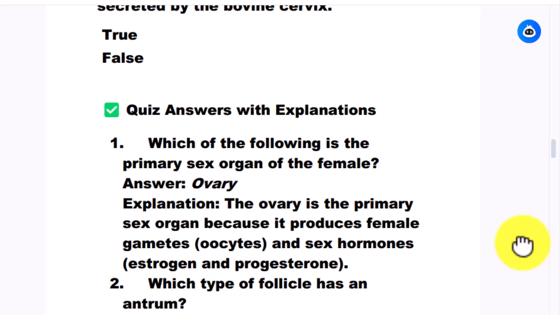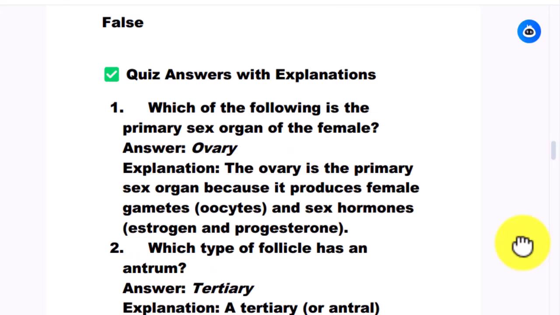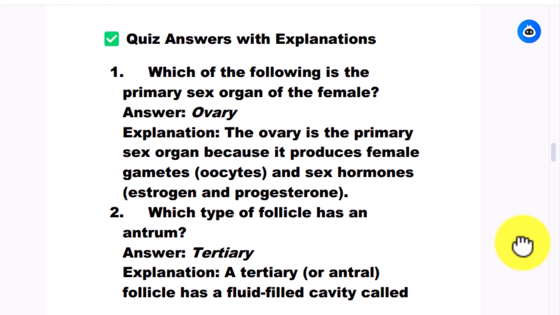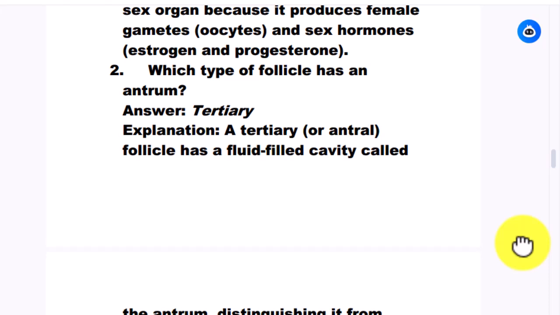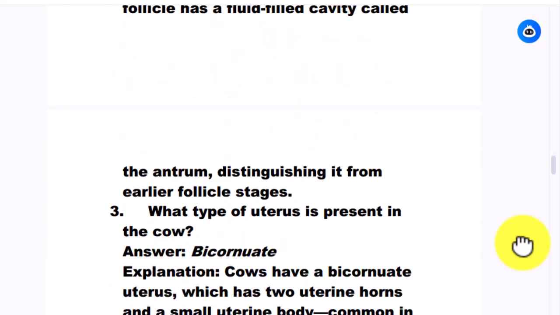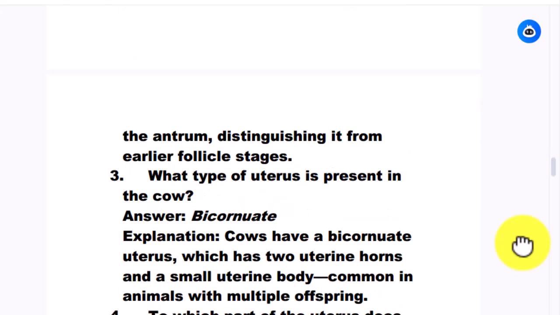The answer is ovary. Explanation: the ovary is the primary sex organ because it produces female gametes, oocytes, and sex hormones, estrogen and progesterone. Which type of follicle has an antrum? The answer is tertiary. Explanation: tertiary or antral follicle has a fluid-filled cavity called the antrum. Distinguish it from earlier follicle stages.